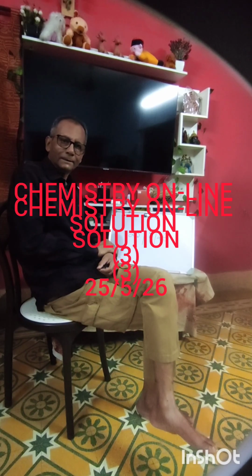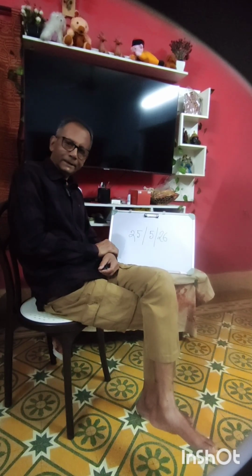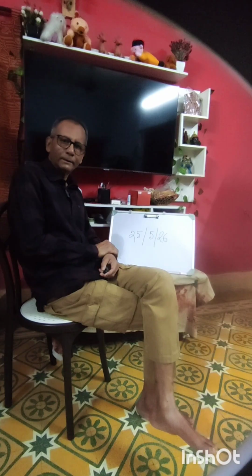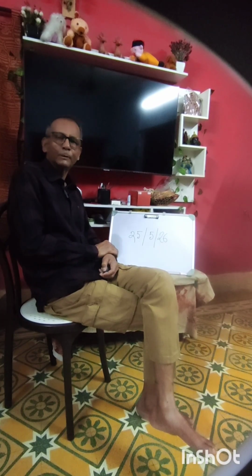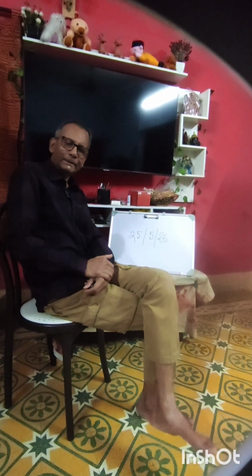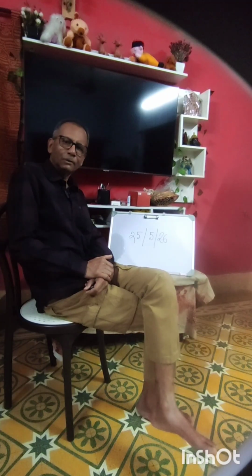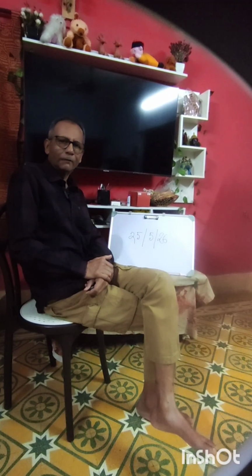In today's class, I will discuss boiling point, freezing point, and osmotic pressure. Like vapor pressure, these three are also the colligative properties of a solvent.